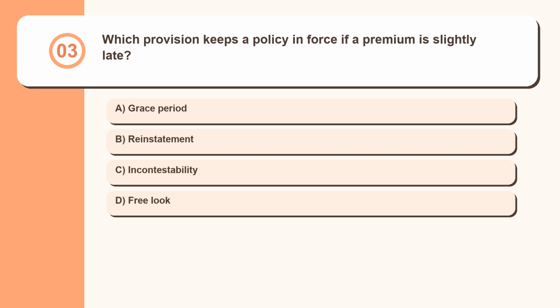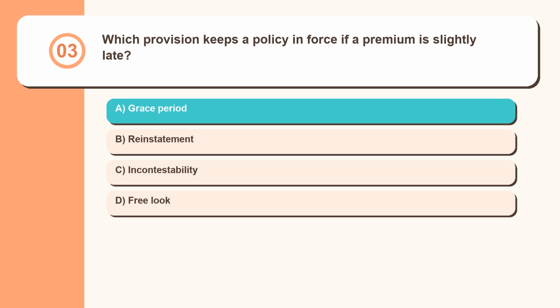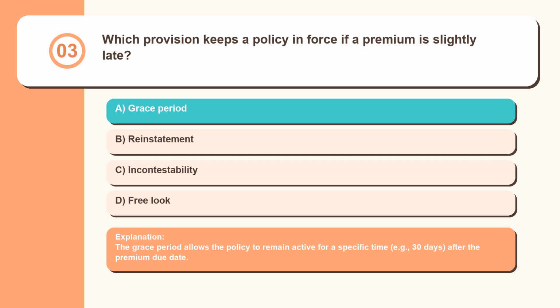Question 3. Which provision keeps a policy in force if a premium is slightly late? Grace period, reinstatement, incontestability, free look. The grace period allows the policy to remain active for a specific time, for example 30 days, after the premium due date.